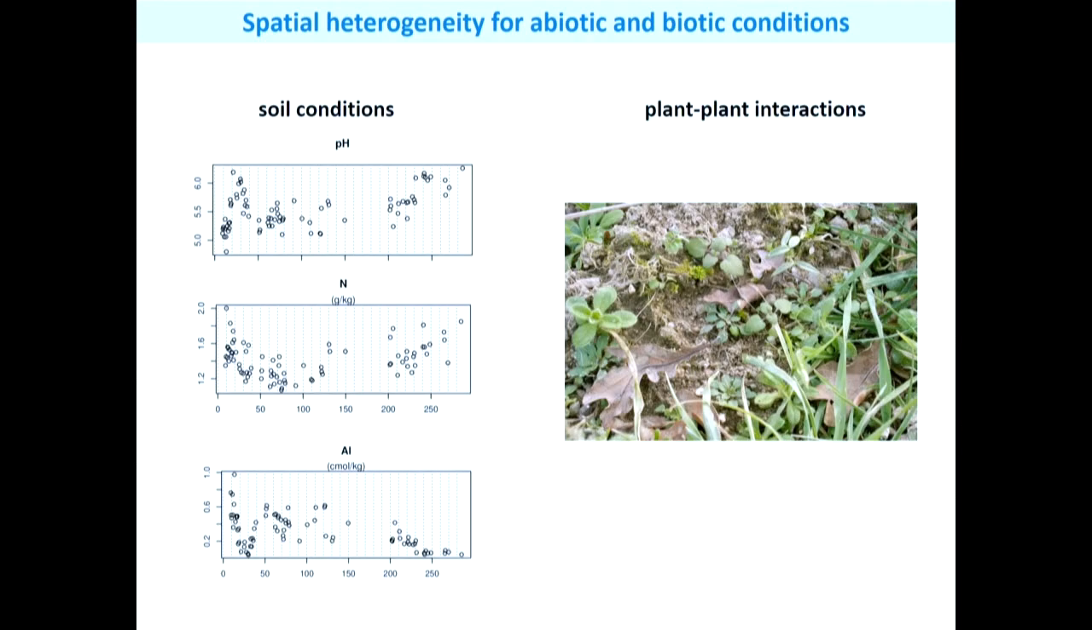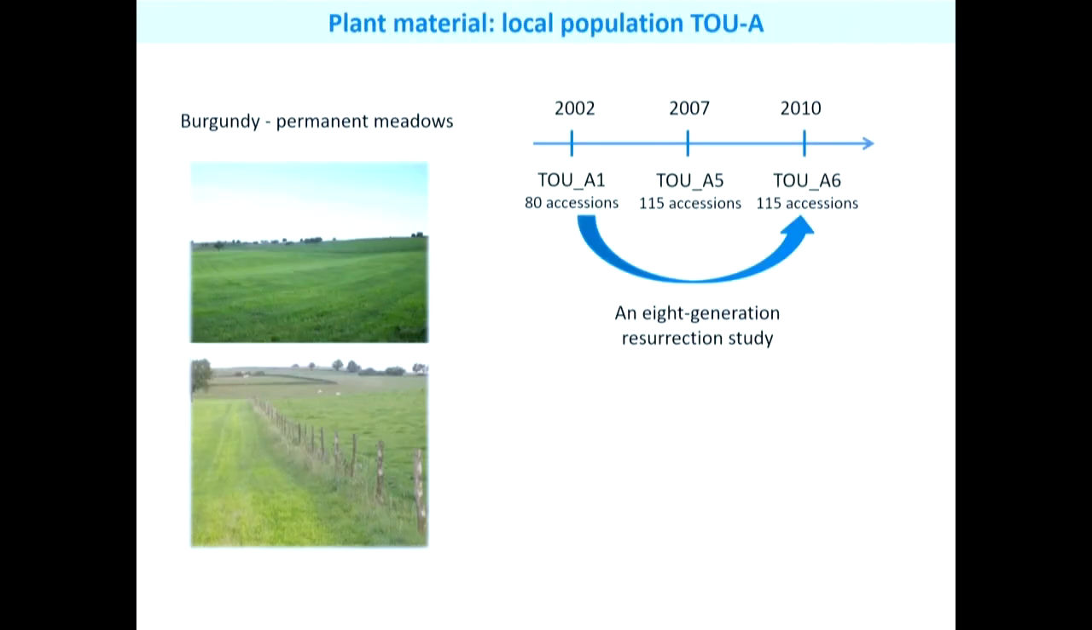On the plant-plant interactions, you can see here A. thaliana interacting with different companion species, Veronica arvensis, Cerastium glomeratum, but also other grasses, including Poa annua and Festuca rubra. So here, we decided to set up the resurrection study, to set up an eighth generation. We only considered the 80 accessions from 2002 and the 150 accessions from 2010.